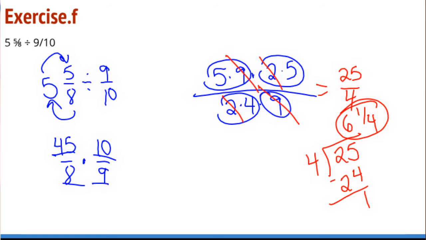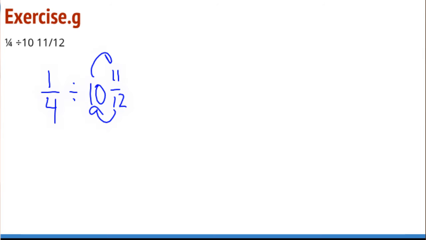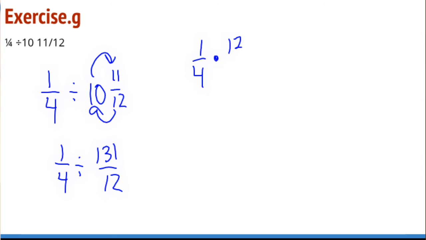6 1/4, which is equal to 25/4. All right, 1/4 divided by 10 11/12. 12 times 10 is 120, plus 11 is 131/12. So 1/4 divided by 131/12 becomes 1/4 times 12/131.